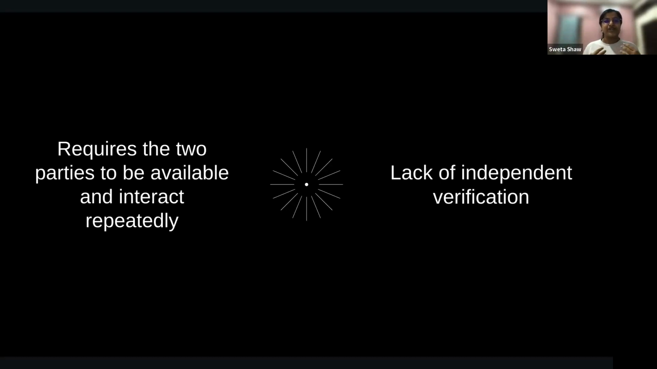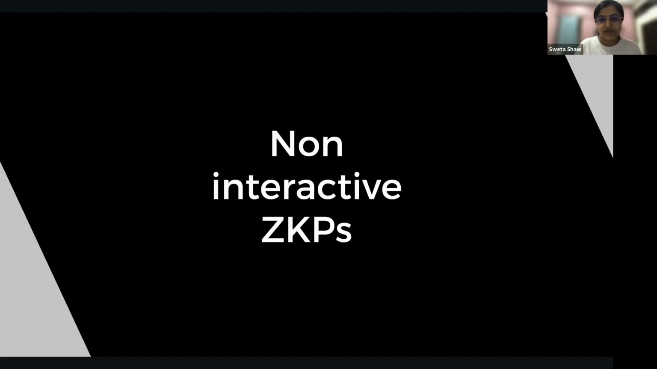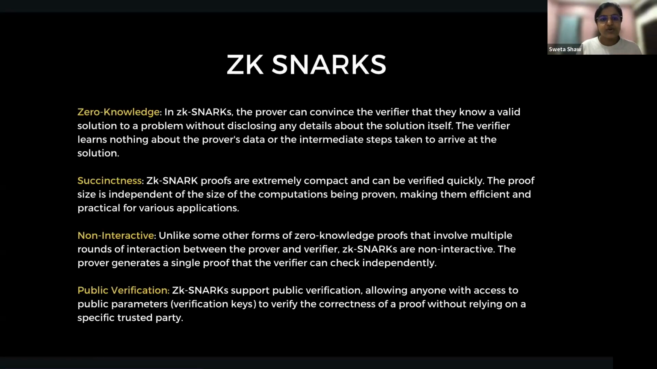For example, I am trying to prove to you, maybe verify my age. I have to be online with you and constantly get into the conversation. So this is hectic, right? And so that is why we move to non-interactive proof systems. So one example of a non-interactive proof system is zk-SNARKs.